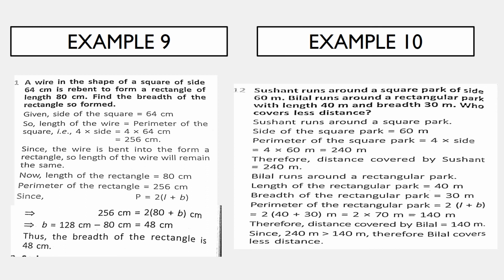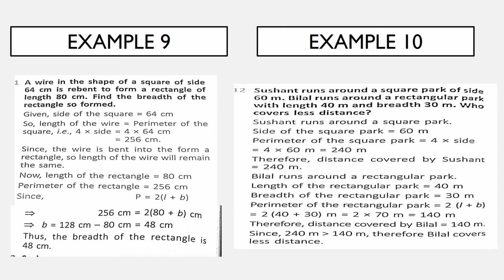Now the same wire is bent in the form of a rectangle. So the length of the wire and the perimeter of the rectangle will also be the same. So that is equal to 256 centimeter. So the perimeter of rectangle is 256 centimeter and the length of the rectangle is given 80 centimeter. You have to find out the breadth. Now apply the formula. Perimeter is equal to 2 times length plus breadth. Now put the value of perimeter. 256 centimeter is equal to 2 times 80 plus breadth.